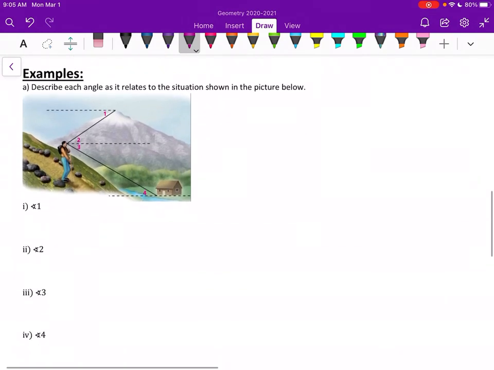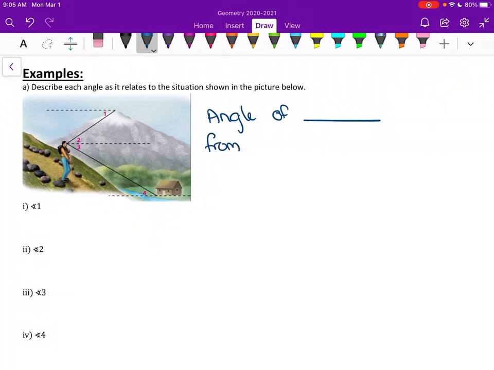So here we have a mountaintop. We have a person standing on a hill, and then we have a cabin down in the valley. So describe each angle as it relates to the situation shown in the picture. So how you do these is you would say angle of, and then elevation or depression from blank to blank. Okay, so that's kind of the form of the sentence.